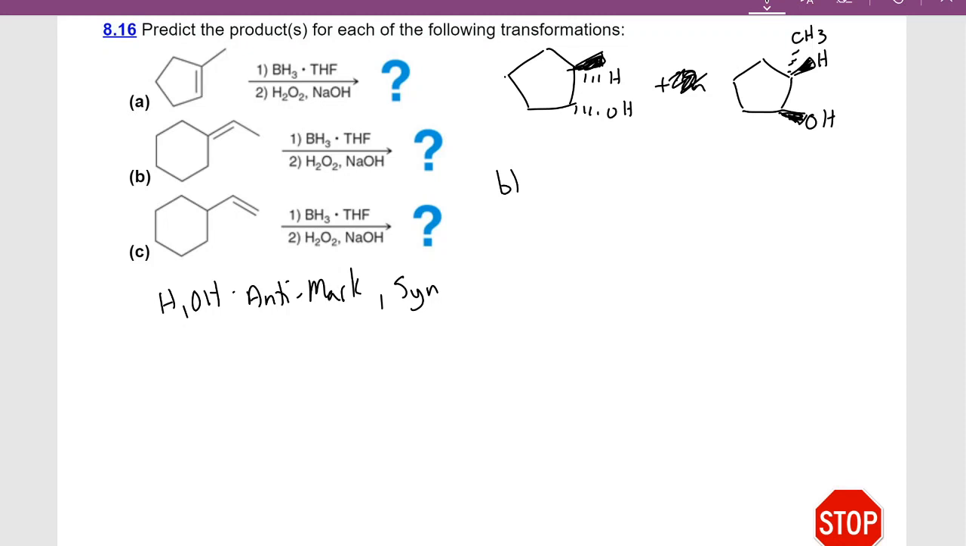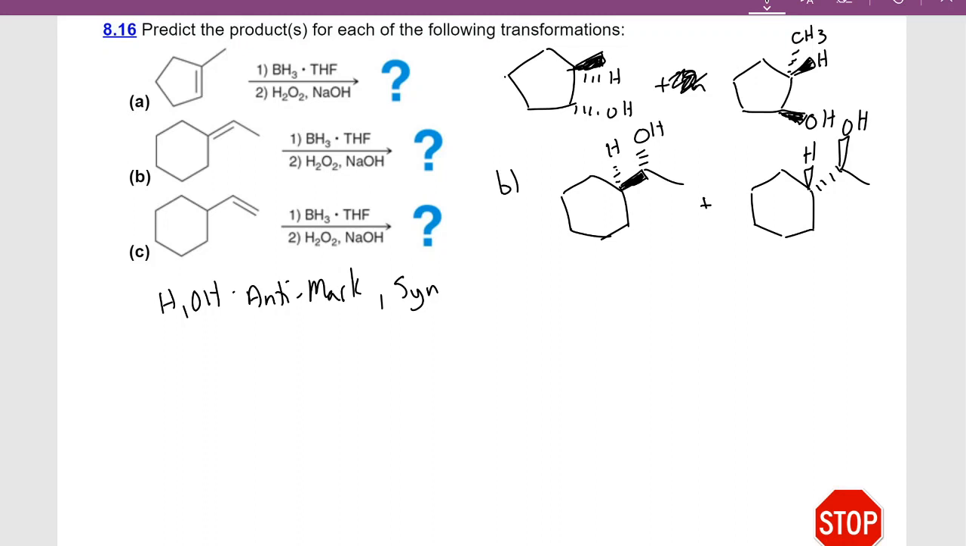So for B, our next one, we're going to add the OH on the less substituted side, so that's going to be over here. The H is going to be on the more substituted side, so that would be like that. So what does that mean? This is pretty complicated. That means that this group would have to be coming out at us, right? And then we also would get the other product where they're both coming out. The H is coming out and the OH is coming out, right?